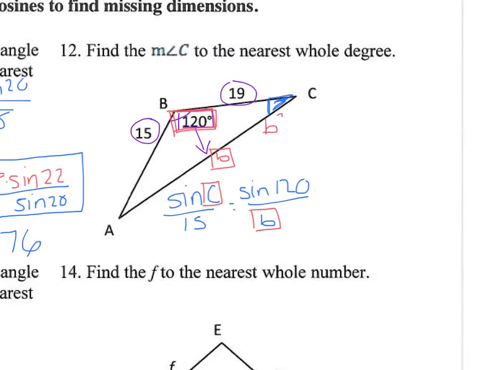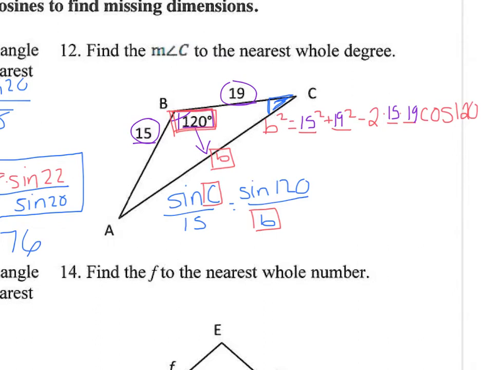So I'm going to have b squared is equal to something squared plus something squared minus 2 times something times the cosine of 120 degrees. The two other sides that I'm going to use are 15 and 19, so I have 15 squared plus 19 squared minus 2 times 15 times 19.